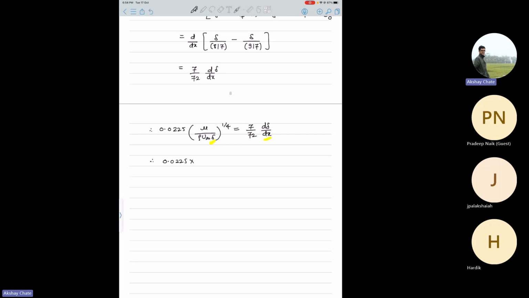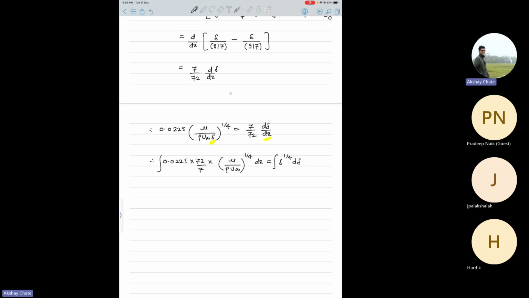0.0225 remains as it is. This 72 by 7 will come here. You will have one term which will be mu by rho u infinity power 1 by 4, and this will have dx here, and you will have delta power 1 by 4. No, it will be plus because it is coming there into d delta. And now you do the integration on both sides.